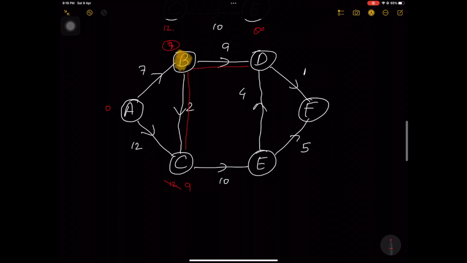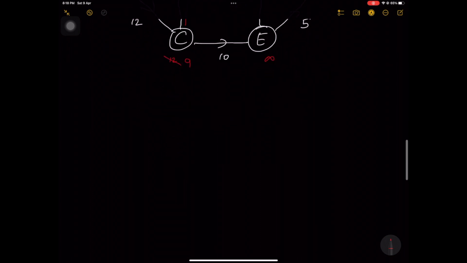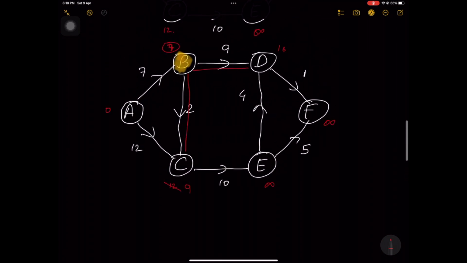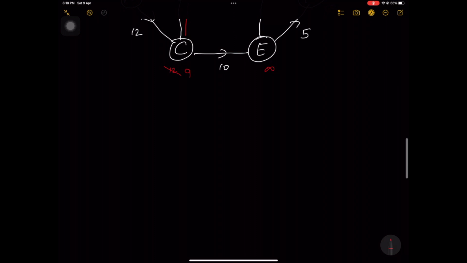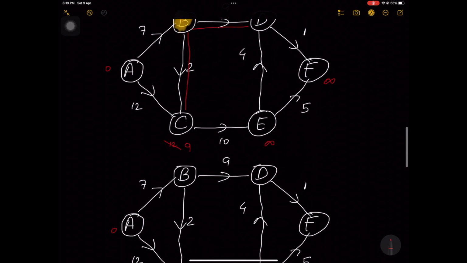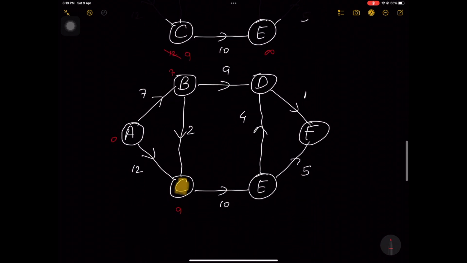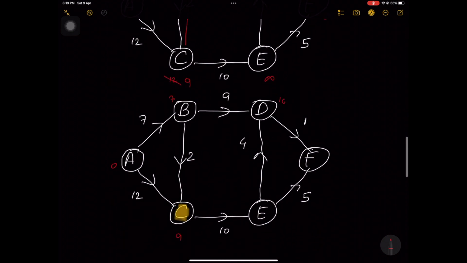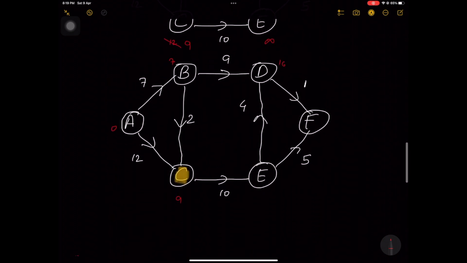And D goes from infinity to 7 plus 9, which is 16, and these remain infinity because there is no direct path to them right now. Next, the shortest value amongst these is 9 because 9 is less than 16. So we choose C as the next node, and the shortest distances are 0, 7, 9, and D was 16. From C there's only one option, you can go to E, so which is A to B, which is 7, B to C, which is 9, and C to E, which is 19.